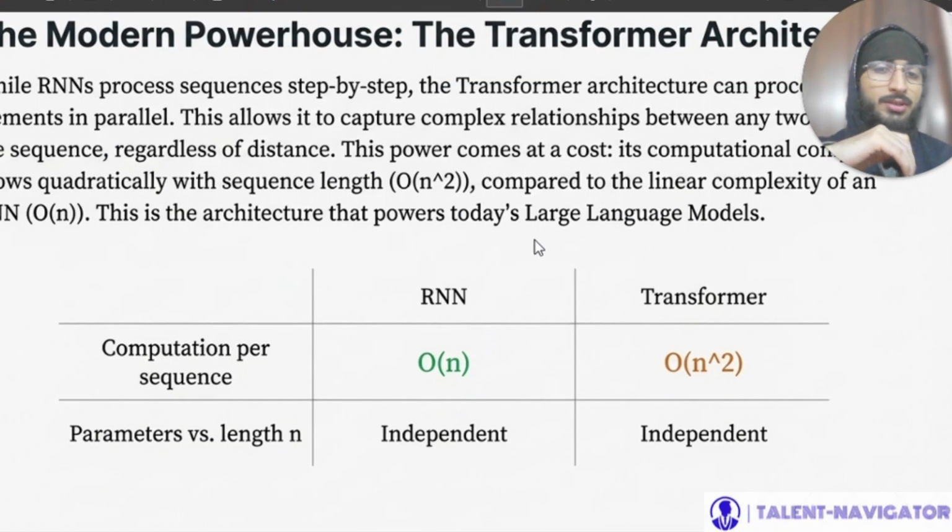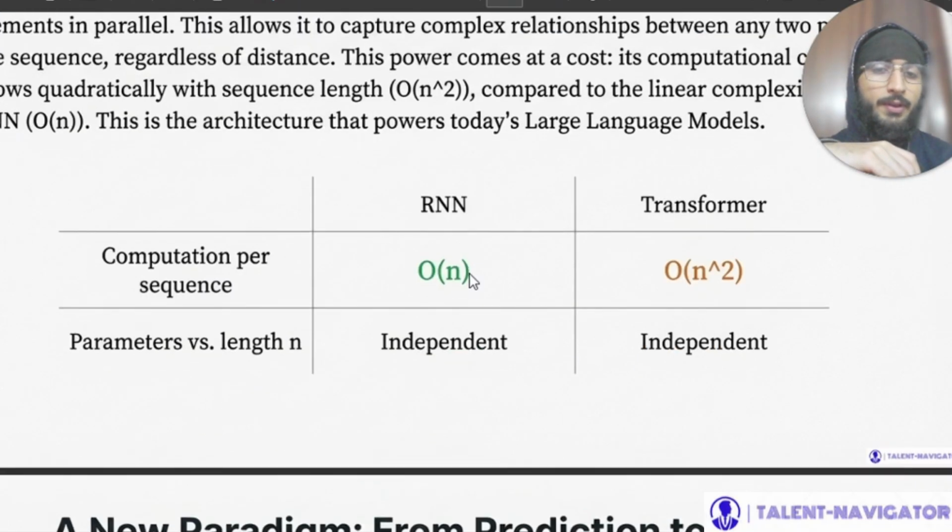So the architecture that powers today's LLMs is basically this. You can see the RNN has O(n) complexity, while the transformer has O(n^2), and the parameter count versus length n is basically independent of it for both.